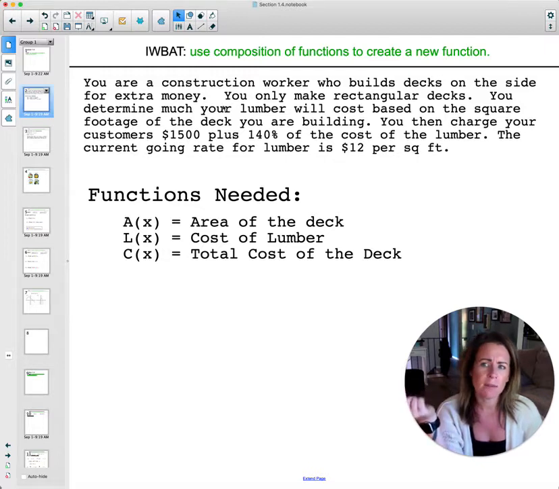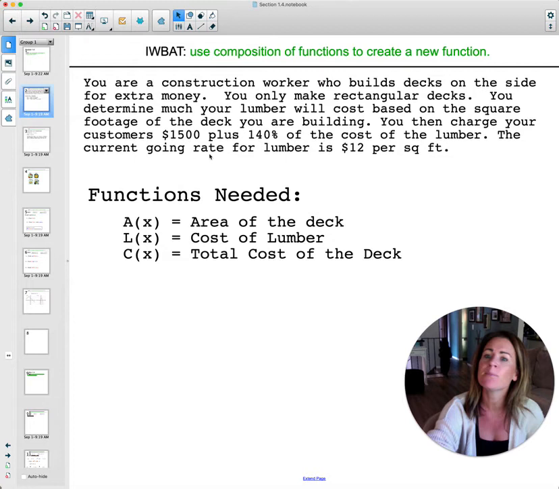So in this example, we have a construction worker. It says, you're a construction worker who builds decks on the side for extra money. You only make rectangular decks. You determine how much your lumber will cost you based on the size of the deck. And then you charge your customers $1,500 plus 140% of the cost of lumber. So you figure out how much the lumber is going to cost you, and you tack on an extra 40% fee because you are a business. And then it says the current going rate for lumber is $12 per square foot.